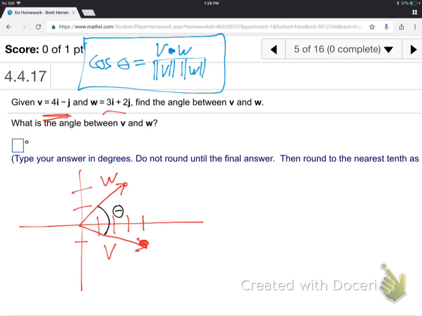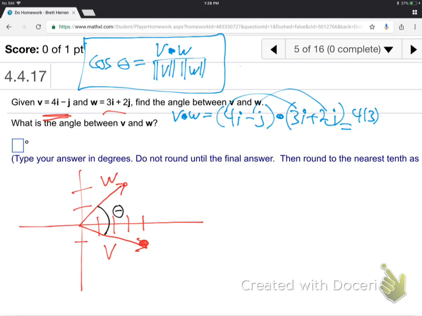Well, first off, we've got to do the dot product on the top. So down here, V dot W, the dot product. That's going to be 4i minus j dotted with 3i plus 2j, which is what? 4 times 3 minus 1 times 2. Good so far? 4 times 3 minus 1 times 2. That's the numerator.